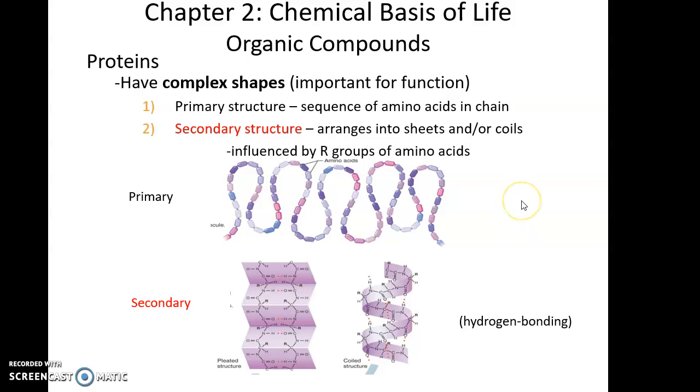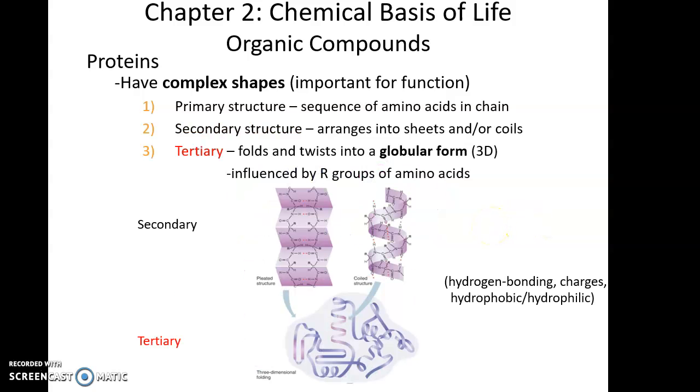All right, secondary structure. Secondary structure is when those long chains arrange themselves in either sheets or coils. So secondary structure is either the forming of sheets or coils out of the original long chain of amino acids. And this is influenced by hydrogen bonding between the R groups, between the side chains of the amino acids. That helps to cause this to form.